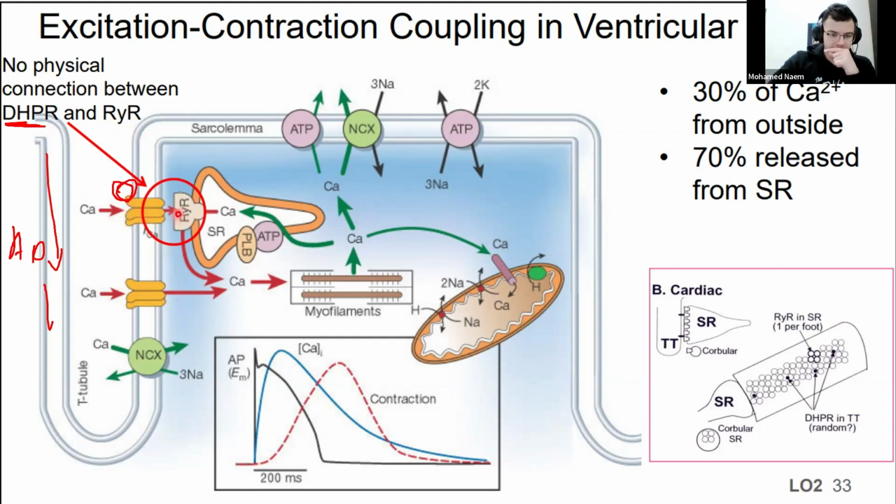So when calcium binds here, the ryanodine receptors, which are calcium channels, open, and calcium is released from the SR. Okay, so we have two sources of calcium to get the concentration that we want. One source is the calcium channels, and one source is the SR, the sarcoplasmic reticulum. Is this clear that we have two sources?